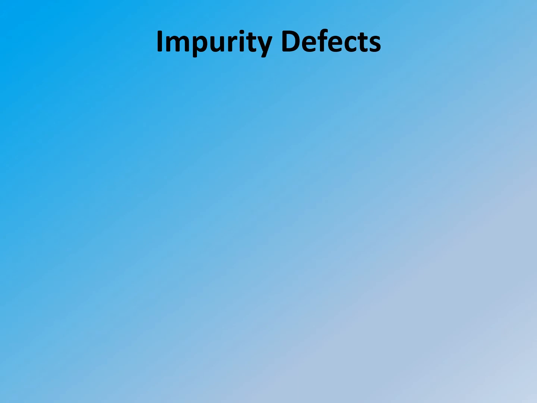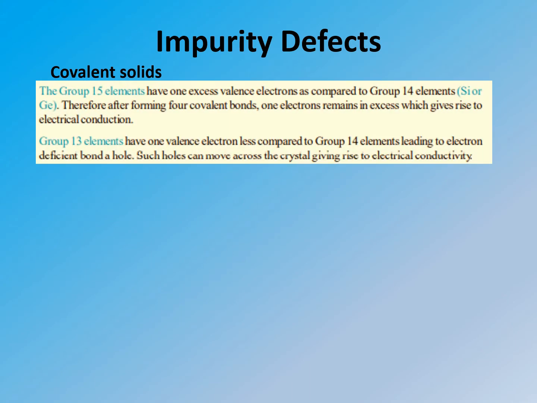Impurity defects is the third one. First one is stoichiometric, second is non-stoichiometric, and the third one is impurity defects. These impurity defects we can see in covalent solids as well as in ionic solids. How will it be in covalent solids? You can see group 13 and group 15 elements, and in between, a group 14 element is there. This group 14 element may form a bond with group 15 or group 13.